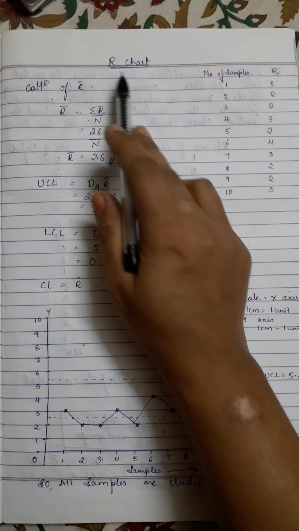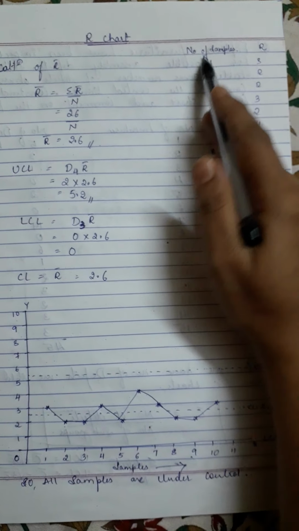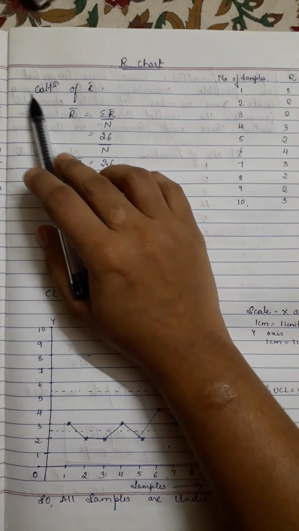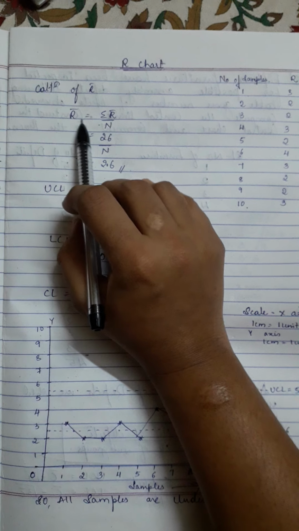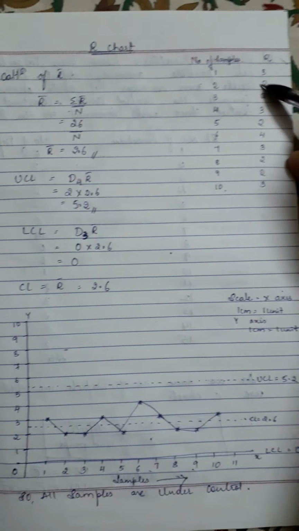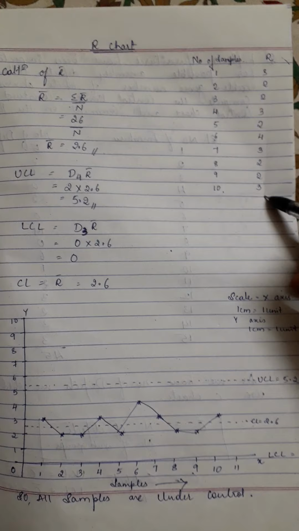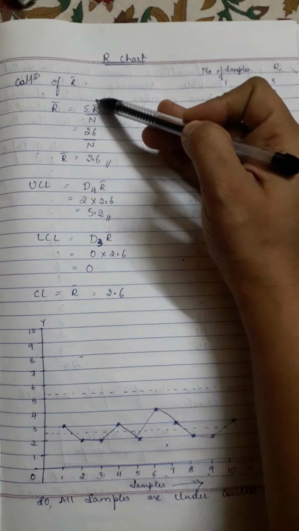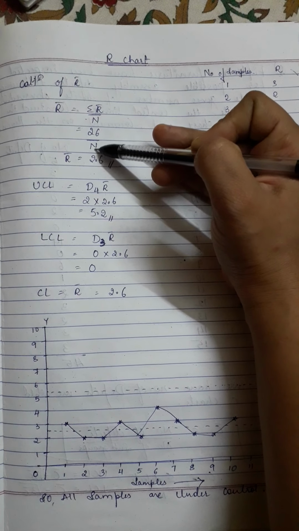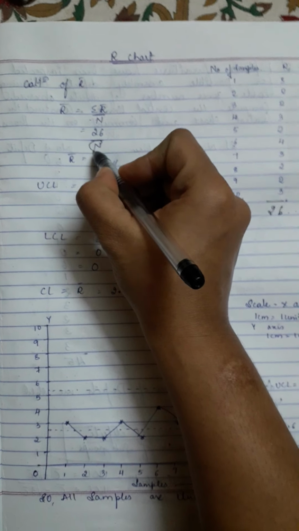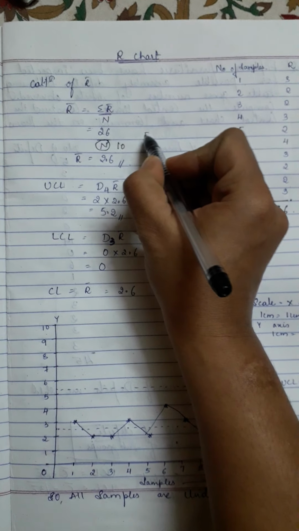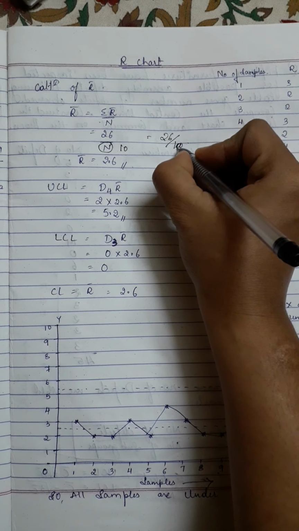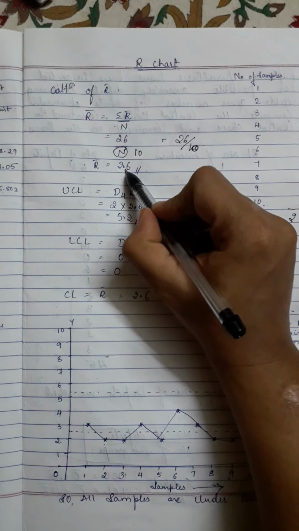So the next is the R chart for the same question. I have written only the R part and the number of samples part. Now the calculation for R bar is equal to summation R divided by n. You need to add all of these up, and here you will get 26. So summation R divided by n, 26 divided by n. Sorry, this is 10, I missed that. So 26 divided by 10, it is 2.6.